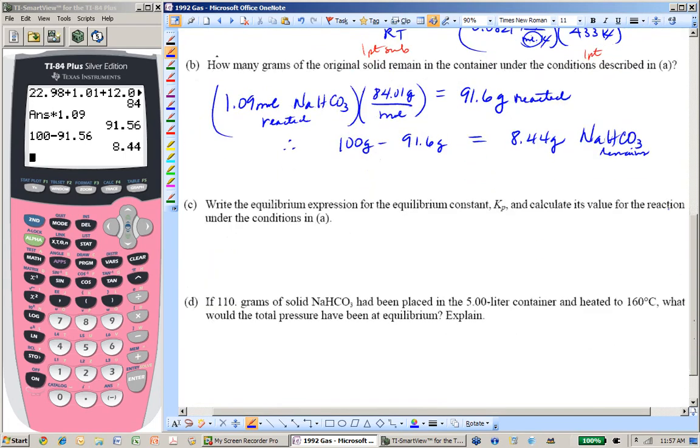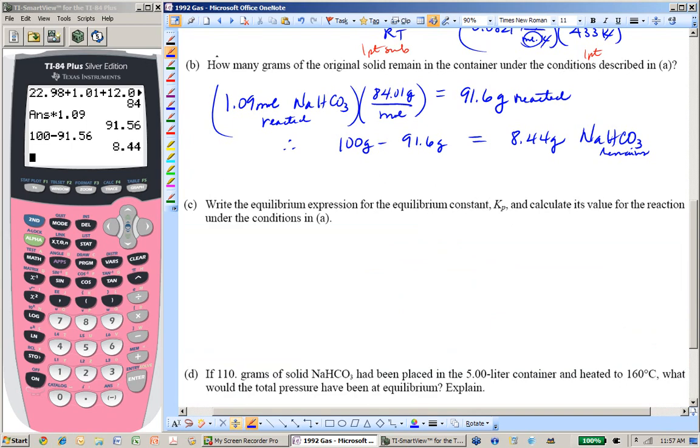Okay, so write the equilibrium expression for the Kp constant and calculate its value for the reaction under the conditions in A. So they've given us all the pieces. We just need to plug and chug them. So they're finally getting around to the equilibrium piece of this. So Kp is equal to the pressure of the water vapor times the pressure of CO2. I wrote it up at the top of the page, but I'll rewrite it here.